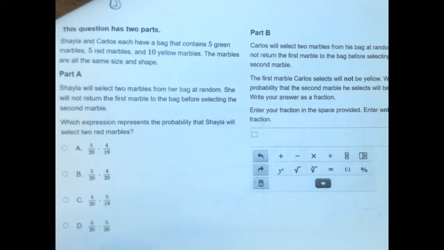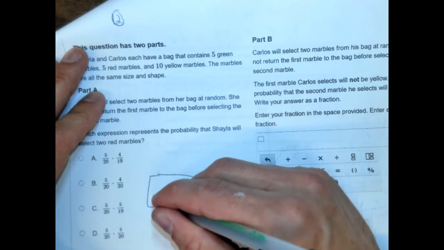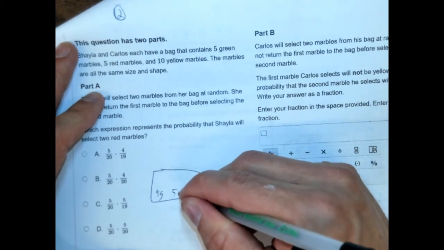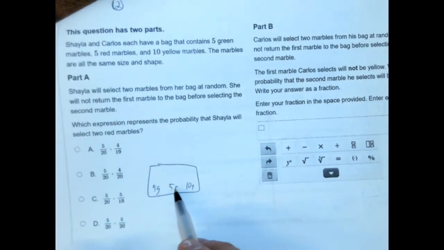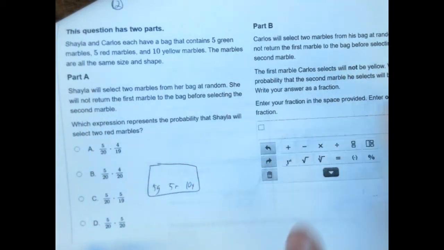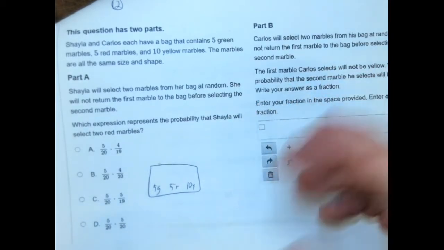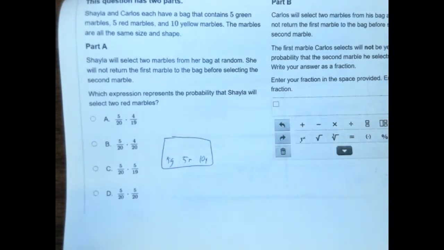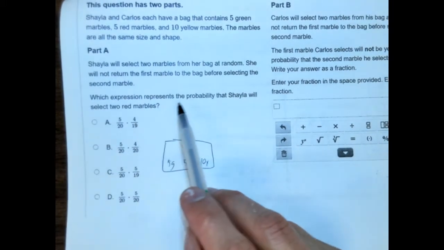Okay, so again, there's a single bag, right? And in that bag, let me draw this. So here's the bag, right? There's 5 green, there's 5 red, and there's 10 yellow. So there's 20 total marbles in there, right? Okay, straightforward. Shayla's going to pick 2 of them out of there at random, and she's not replacing it. When she takes one out, there'll be 19 left, right? If she takes the second one out, there'll be 18 left. We know that.